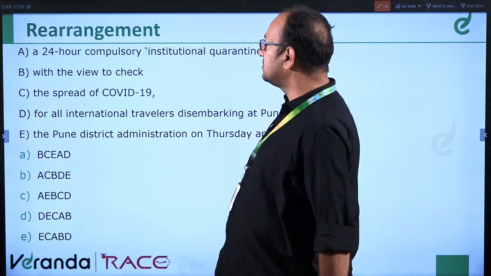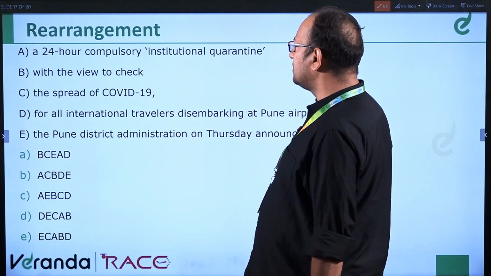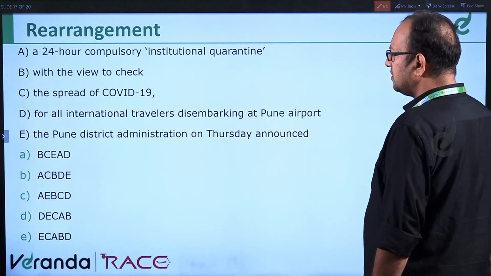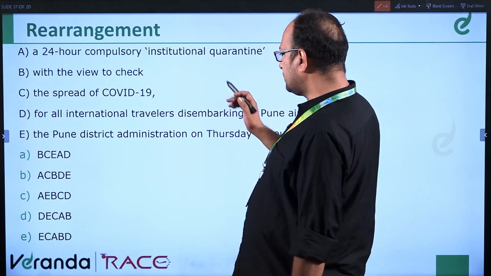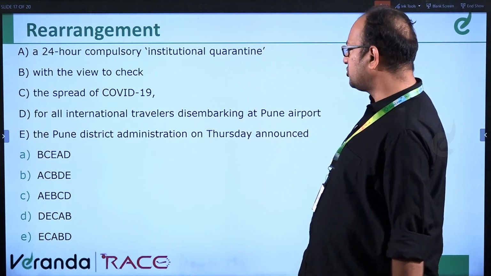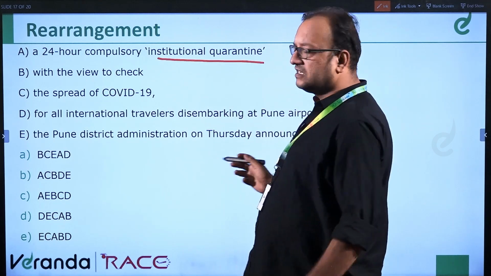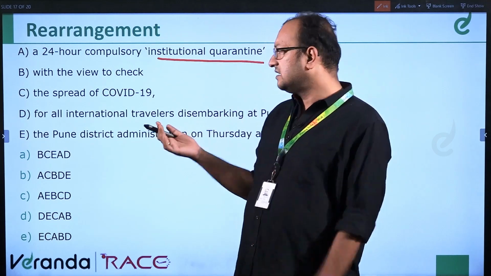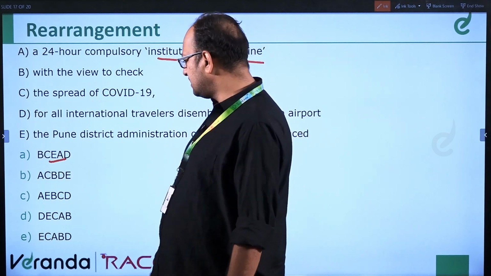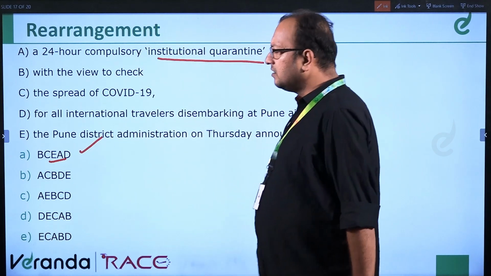Well, next question. The spread of COVID-19. Okay, so you can see EA is a pair. You can see the Pune District Administration on Thursday announced a 24-hour compulsory institutional quarantine. So announcing a quarantine, that's the hint. So EA, where do we find EA? EA is here.